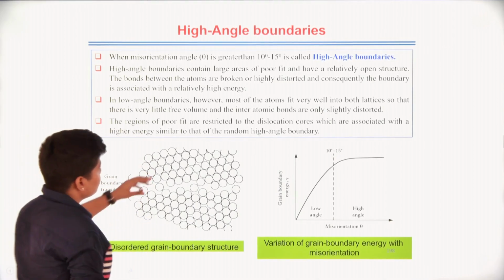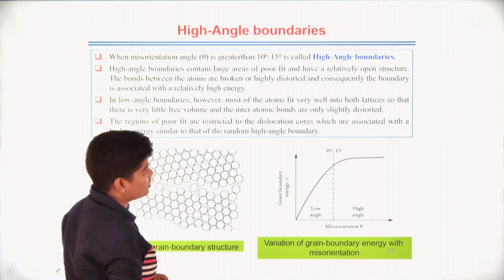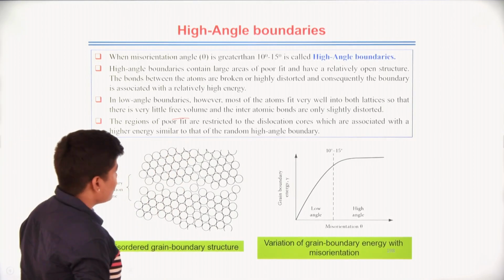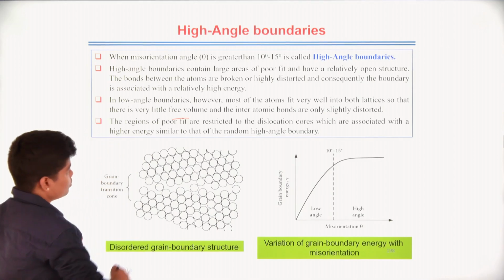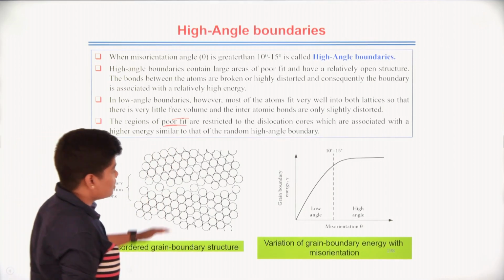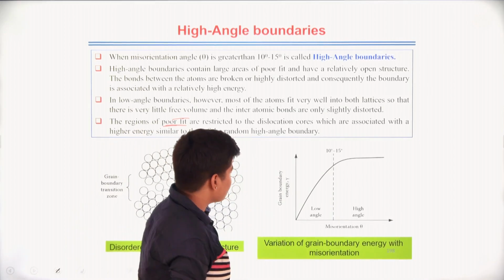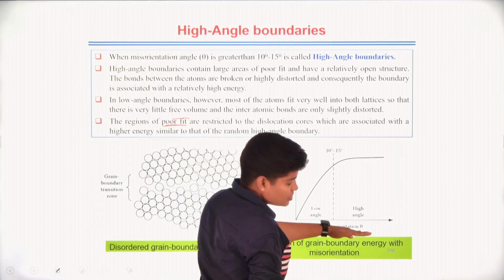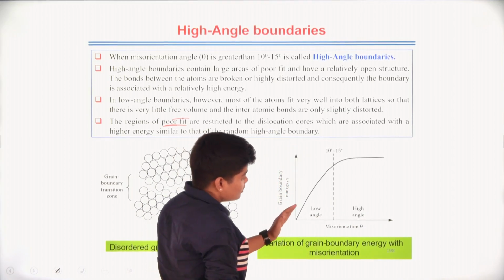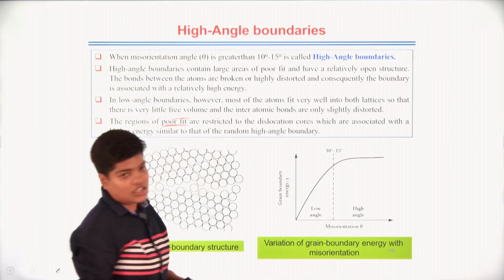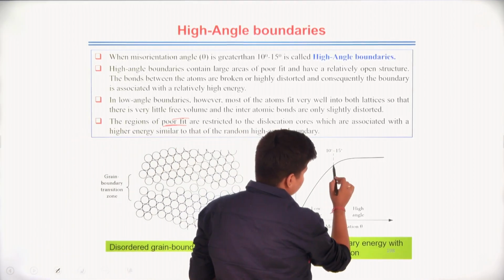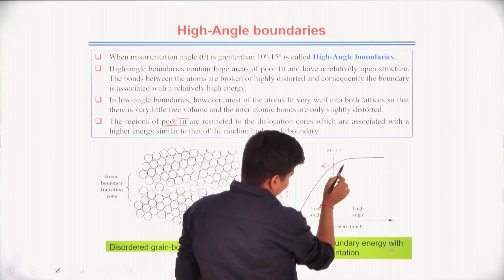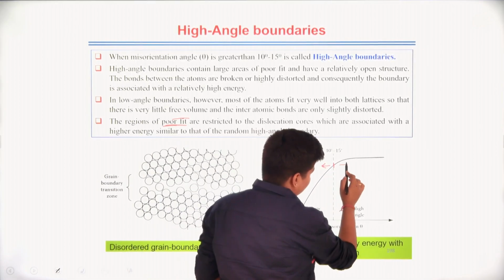In the low angle boundary, most of the atoms can fit very well into the lattice because there is very little free volume. But in the case of a high angle boundary, there is a poor fit, because there will be a highly open, disordered structure. Corresponding to the grain boundary energy, if you plot the grain boundary energy on the y-axis and the misorientation angle on the x-axis, we see a sharp increase in the grain boundary energy. Here this point is the misorientation angle of 10 to 15 degrees; below that is the low angle boundary and above it the high angle boundary.